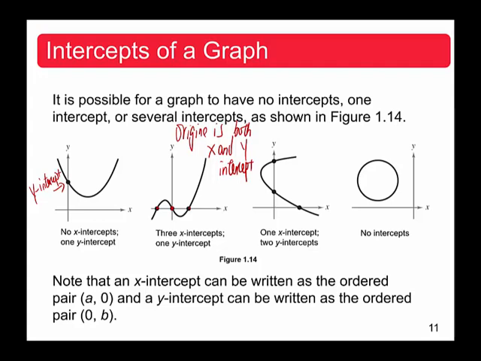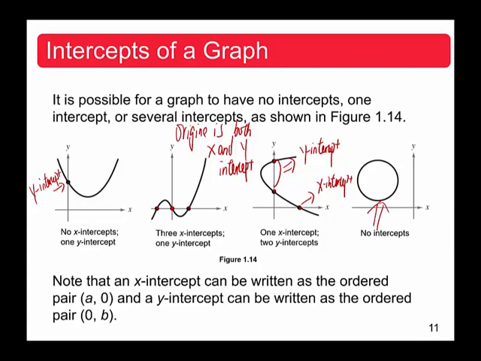Okay, the third case we have 2 y-intercepts and 1 x-intercept. This is the x-intercept. Then we have a couple y-intercepts. Last graph is a circle. It doesn't touch the x-axis or y-axis, so we call this no intercept. This one is a typical no intercept.